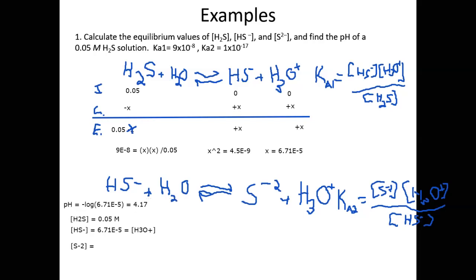Now, to get the concentration of the fully deprotonated species, remember that we say that the hydronium ion concentration comes from the first step. So from the first step, we know that HS minus and H3O plus are the same concentration. So those cross out. And what we have left is that Ka2 equals the concentration of the fully deprotonated species. So the concentration of S2 minus would just be Ka2, which is equal to 1 e to the negative 17.